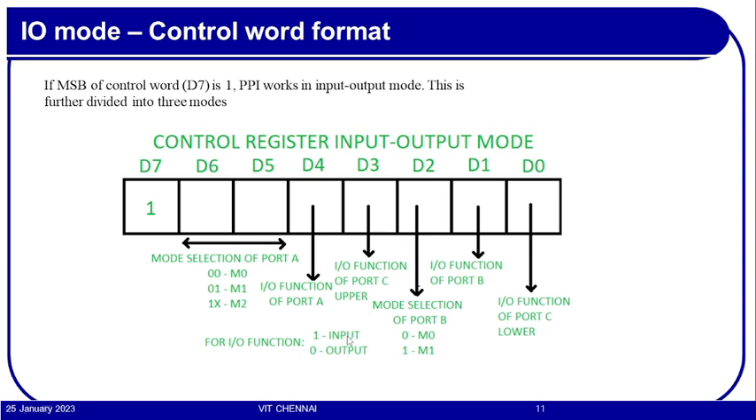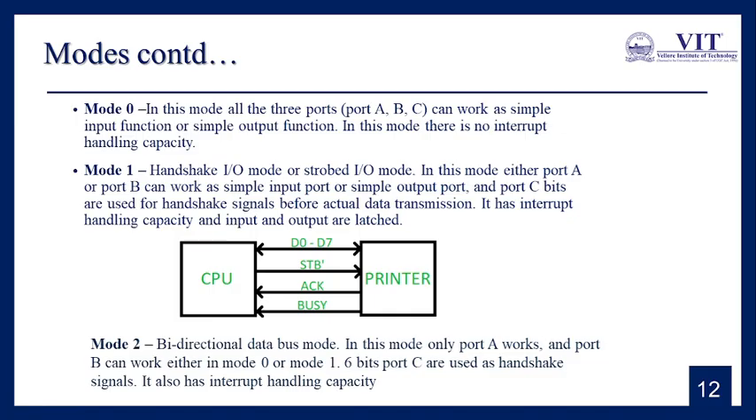IO function, 1 means input, 0 means output, and then this bit is for mode selection of port B. Port B can operate in 2 modes, mode 0 or mode 1. So this single bit is used for mode selection of port B, and then this will define whether port B is input or output, and then this will define if port C lower is input or output. So these are the modes.